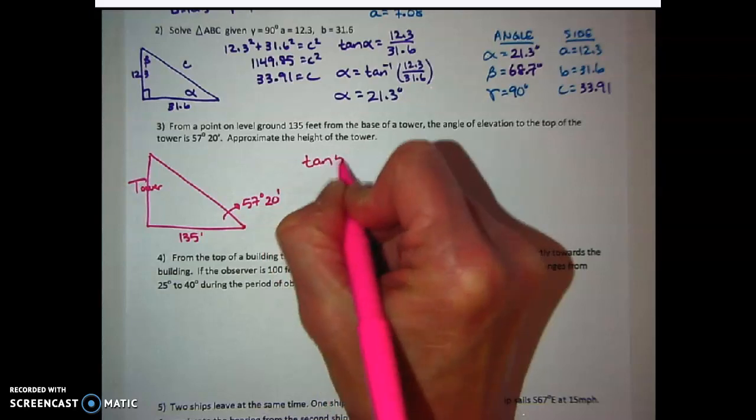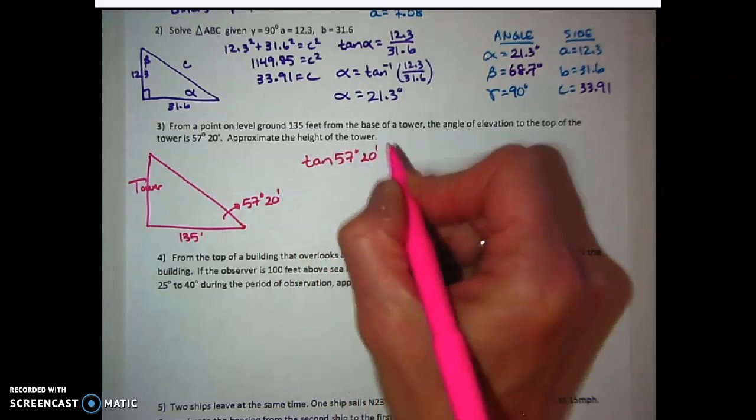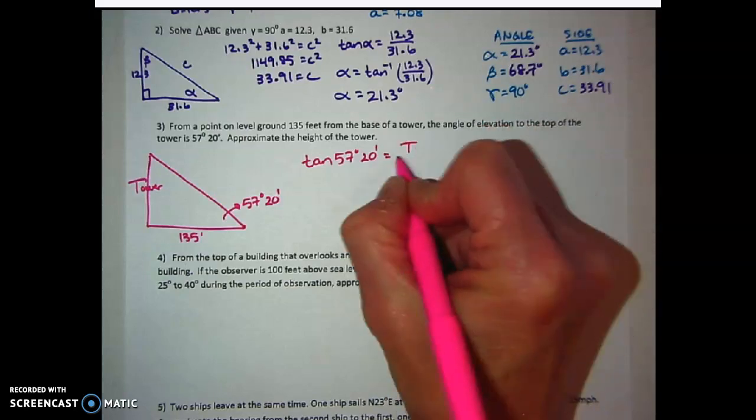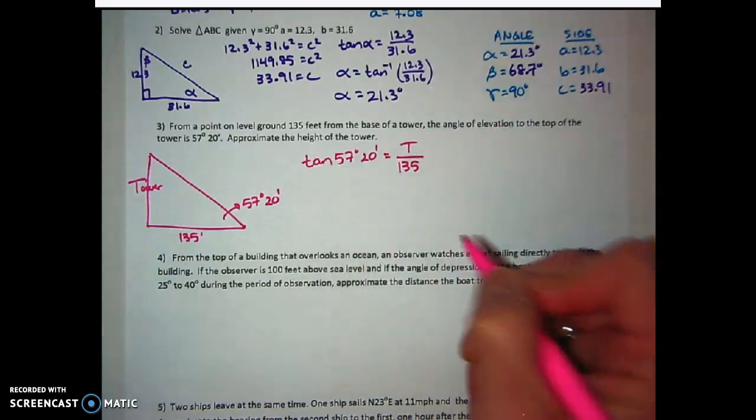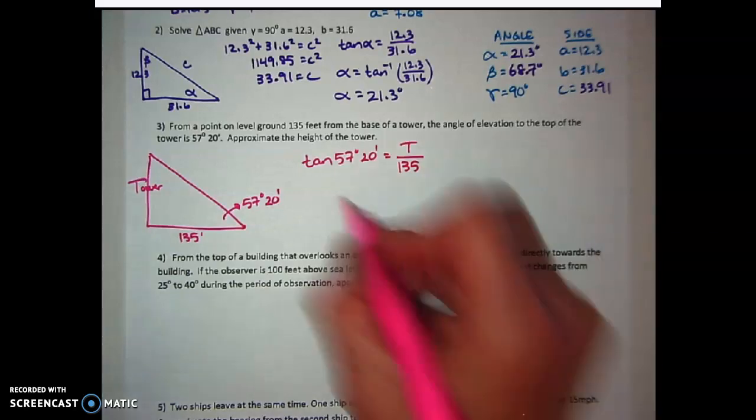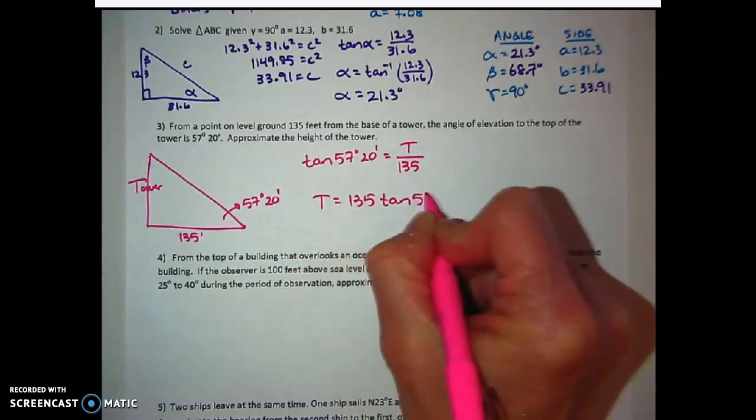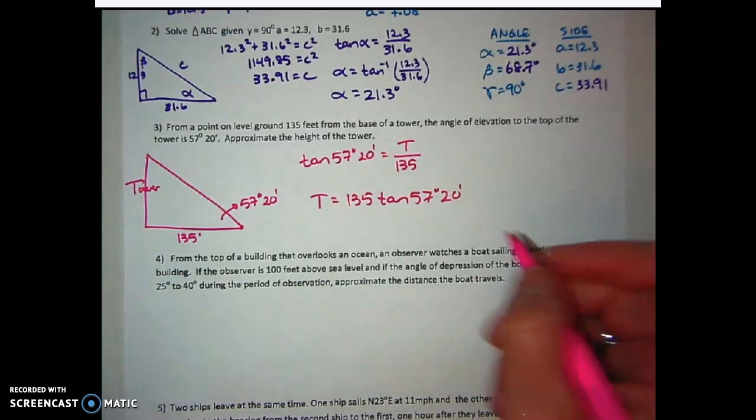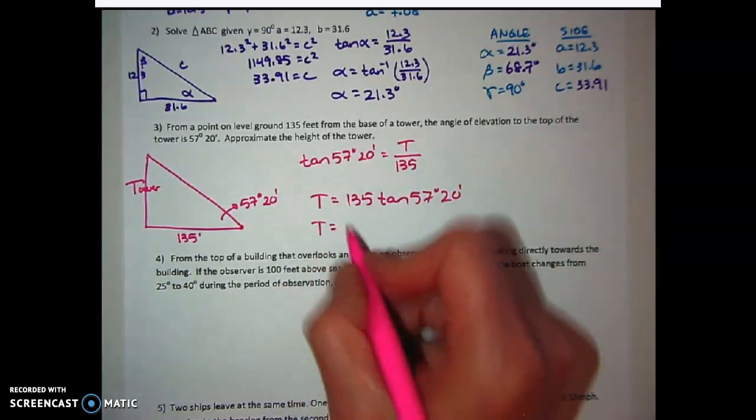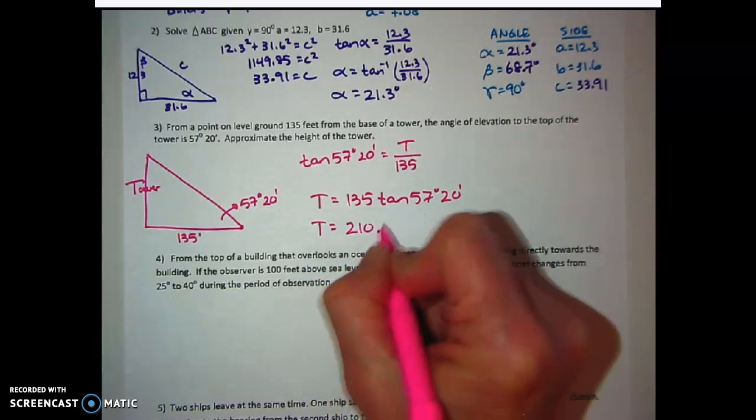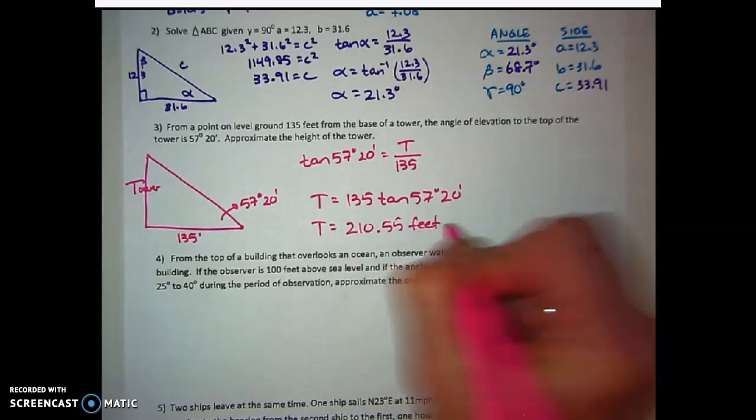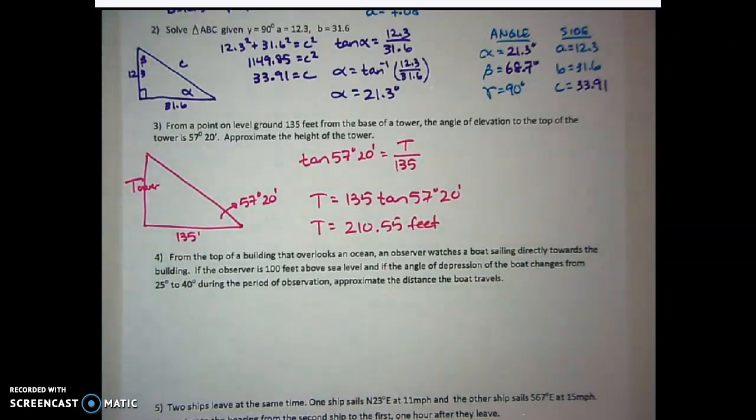So I'm going to have the tangent of 57 degrees 20 minutes equals the opposite, my tower, over the adjacent, which is my 135 feet. Again, multiplying both sides by 135, we get that t is 135 times the tangent of 57 degrees 20 minutes. Put that into your handy-dandy calculator, and we get that tower is 210.55 feet tall. If you don't know how to put those degrees and minutes in your calculator, you can either change the minutes into degrees and use a decimal, or if you want to come to class, I will show you how to put the degrees and minutes using your graphing calculator.